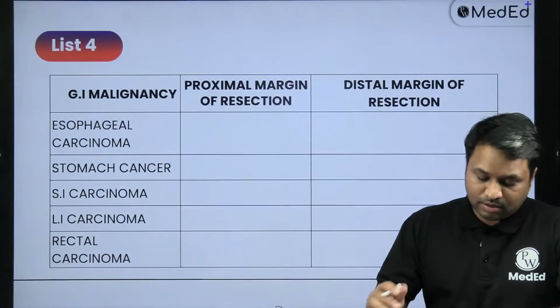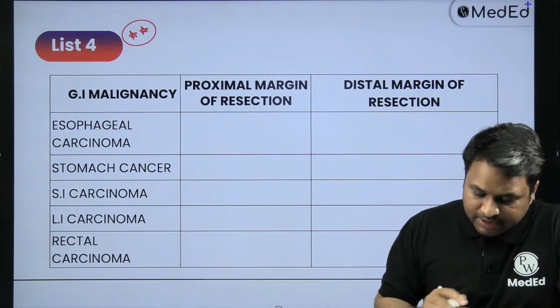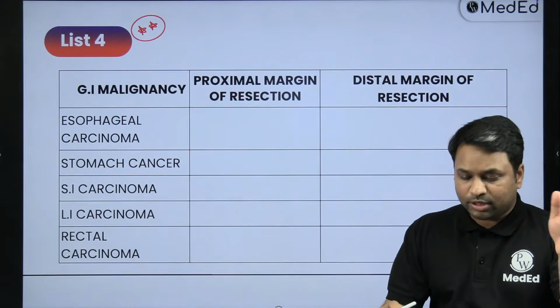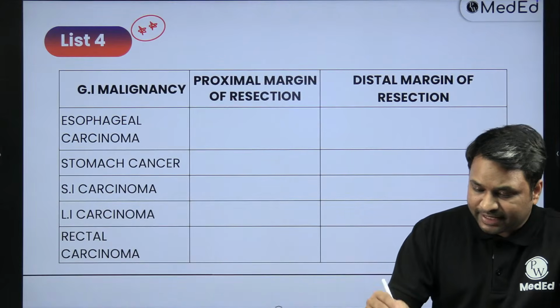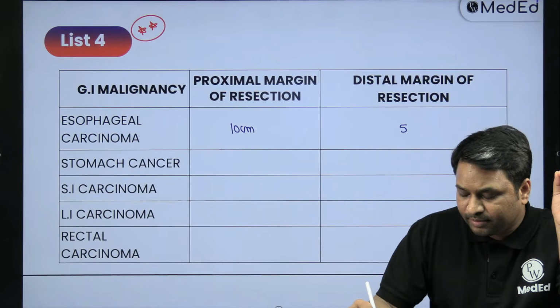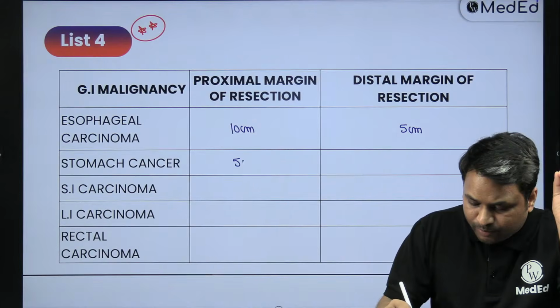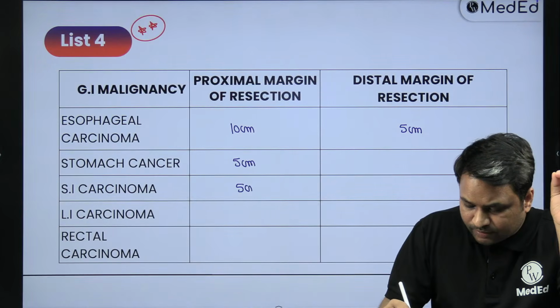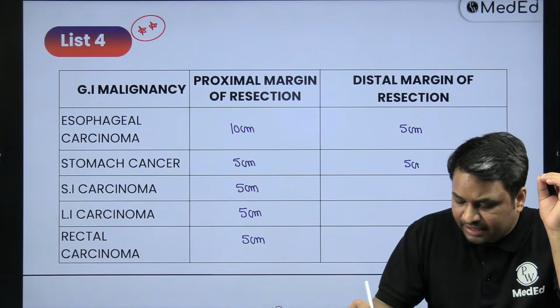Now this is one of your favorite exam questions. For GI malignancy, the proximal margin for resection and the distal margin for resection. For esophageal cancer, the proximal margin for resection is 10 centimeters and the distal margin is 5 centimeters. Everywhere else, the proximal and the distal margin will almost remain the same at 5 centimeters.